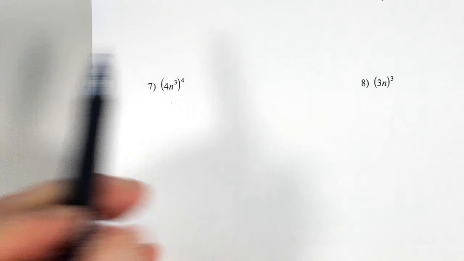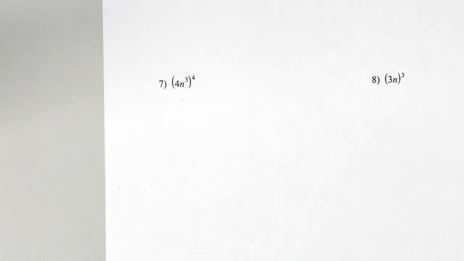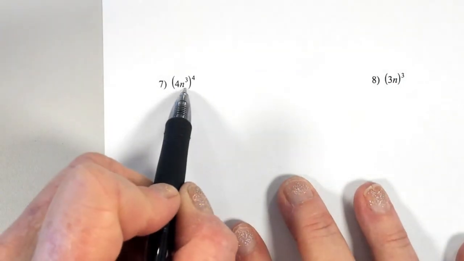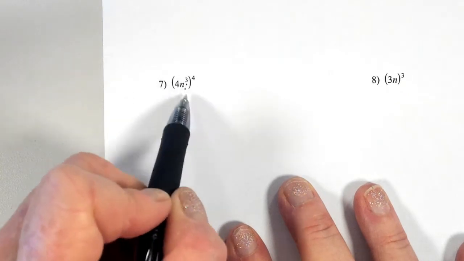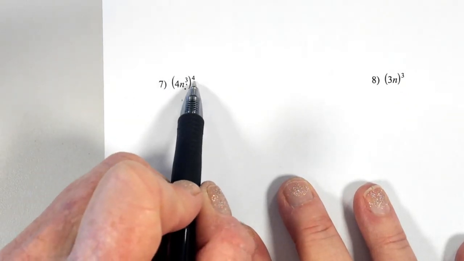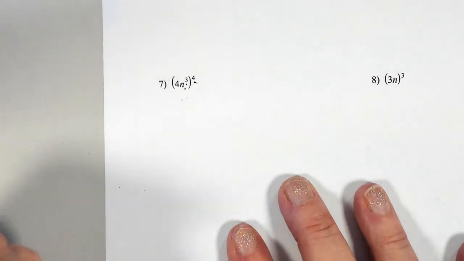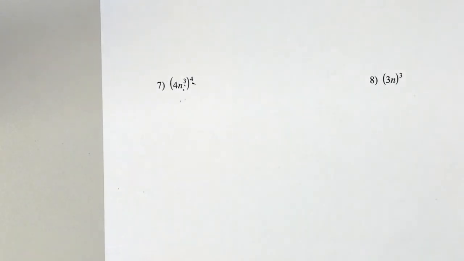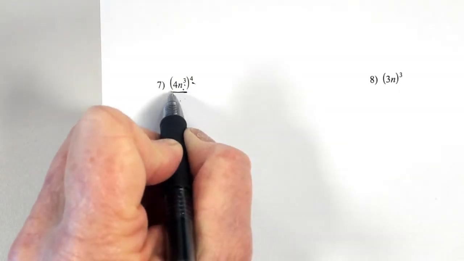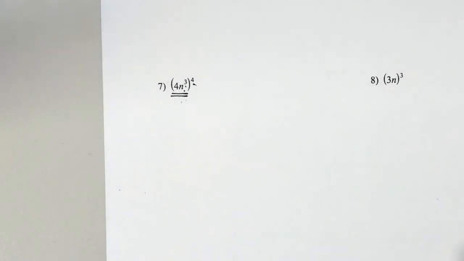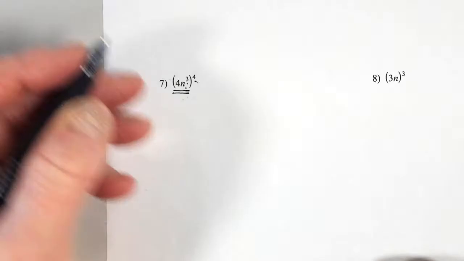Okay, so let's go on. Let's look at number 7. Now I've got 4n to the power of 3, and this whole thing is being raised to the power of 4. So what does that mean? It means I've got repeated multiplication of what? I've got repeated multiplication of 4n to the power of 3. And how many times do I have to write it? 4 times. So let's go ahead and do that.